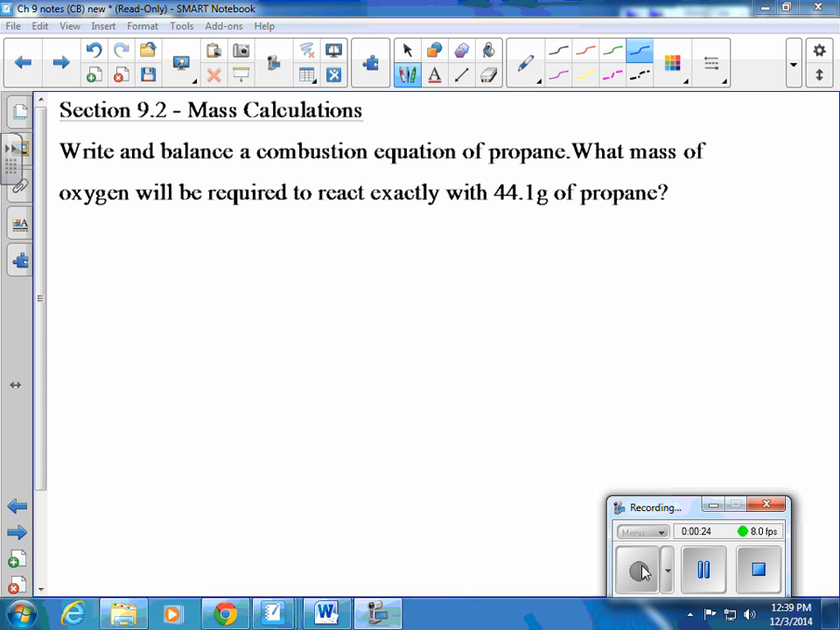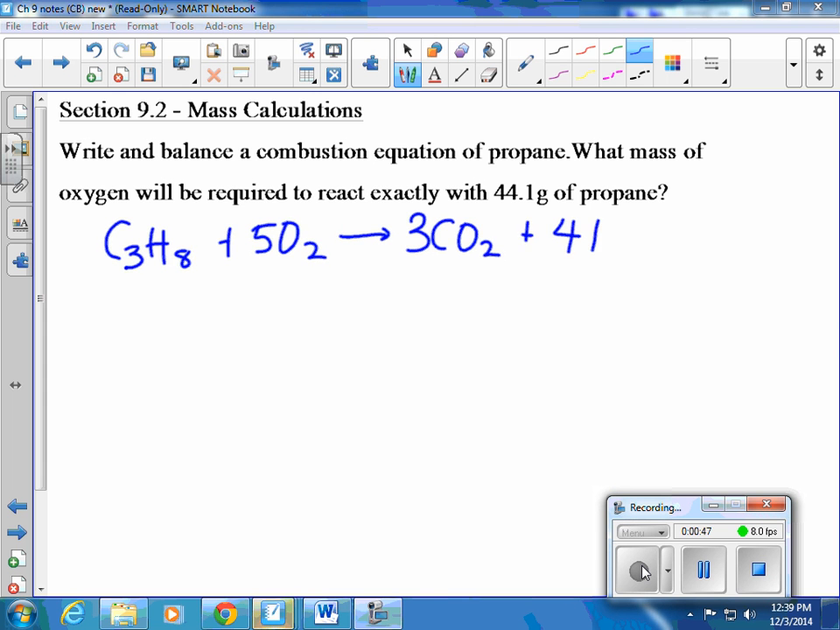So the first thing we're going to do is some mass calculations, which is going to build on the mole-to-mole relationship that we did yesterday in class. So write and balance a combustion equation for propane. We actually wrote this one in class today: C3H8 plus 5O2 yields 3 moles of carbon dioxide plus 4 moles of water.